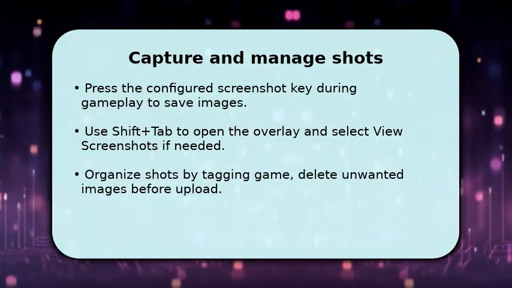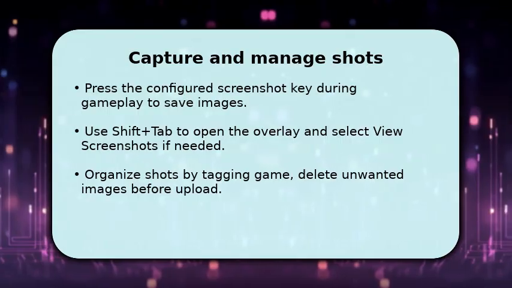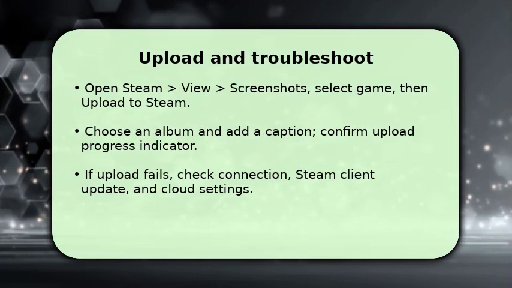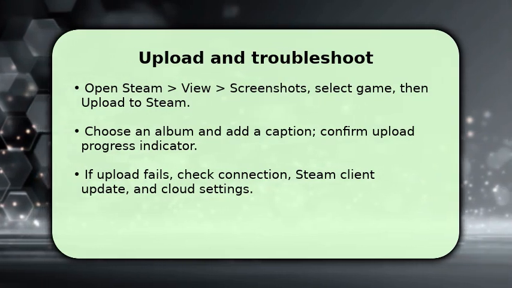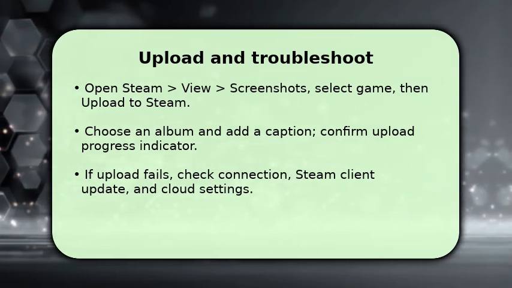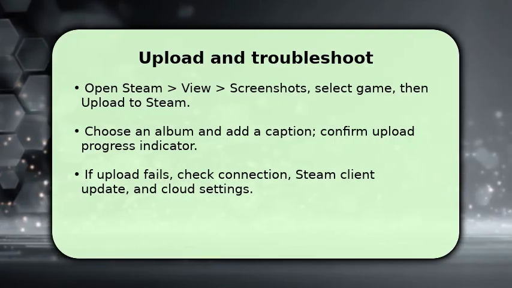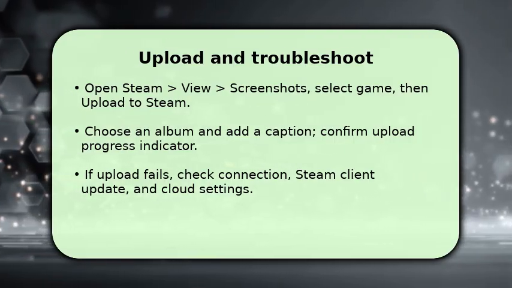Now finish by opening Steam > View > Screenshots. Select the game, pick the images you want, add a caption, select an album and press Upload to Steam. Wait for the progress indicator and then visit the game's screenshot page to confirm they appear publicly or privately as you intended.